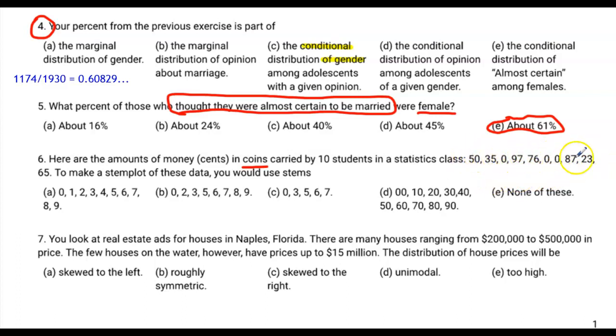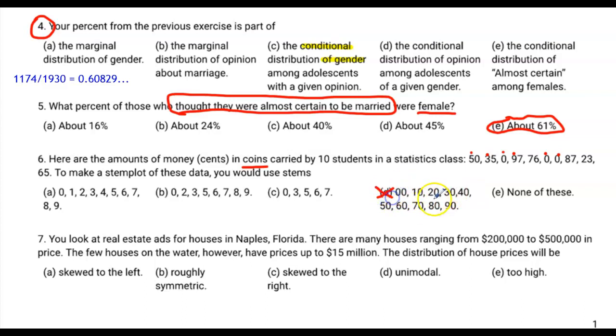And it's clear that all of these data, even the zeros, have a value for tens, right? This has a tens value of 5. This has a tens value of 3. This has a tens value of 9. The zeros have a tens value of 0. So we've already established that the stems are going to be the first number. It's not going to be 2 numbers.